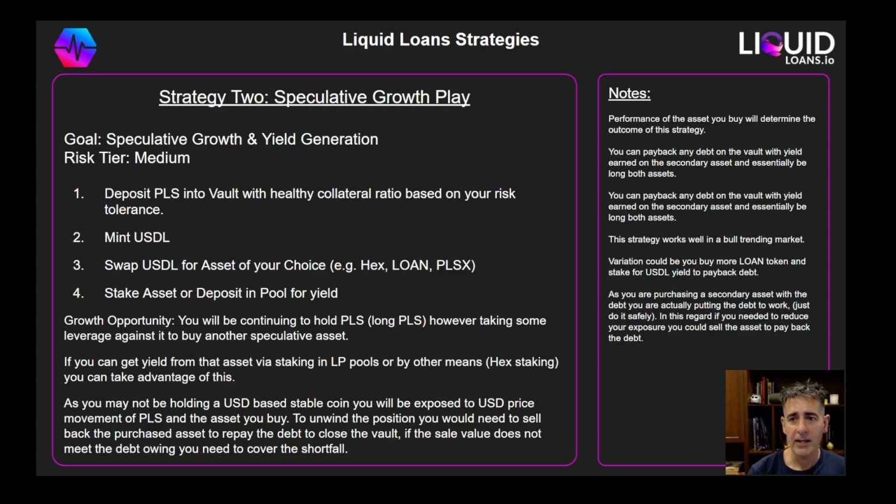You can pay back any debt on the vault with yield earned on the secondary asset and essentially be both long assets. So that's why I like if you team it up with a yield generating asset, that's when I think this strategy is really cool.